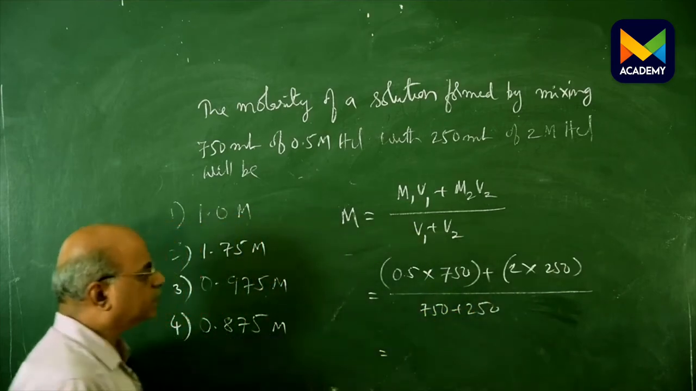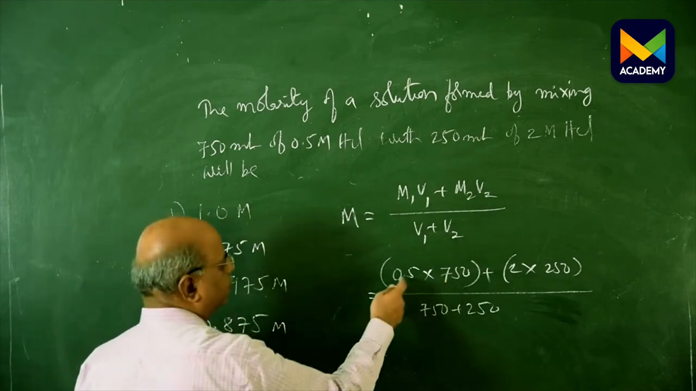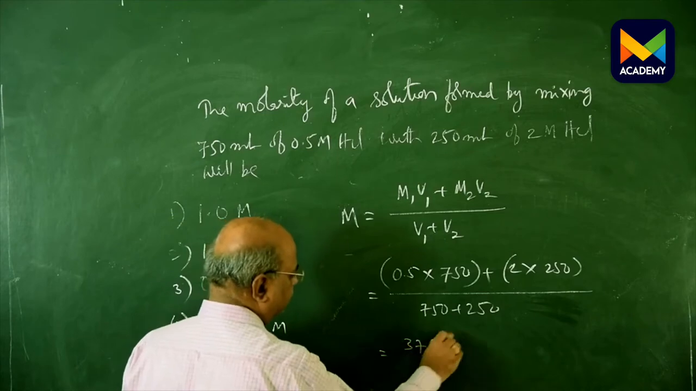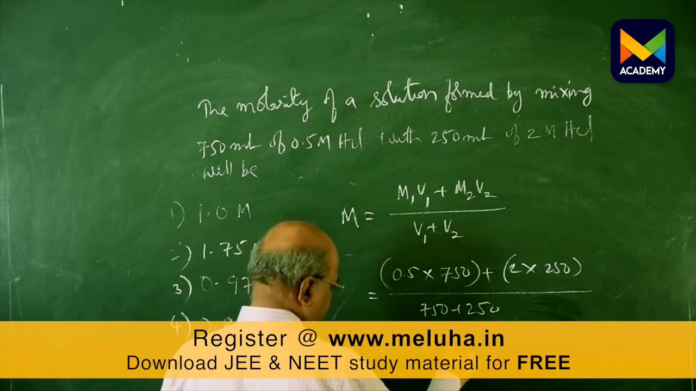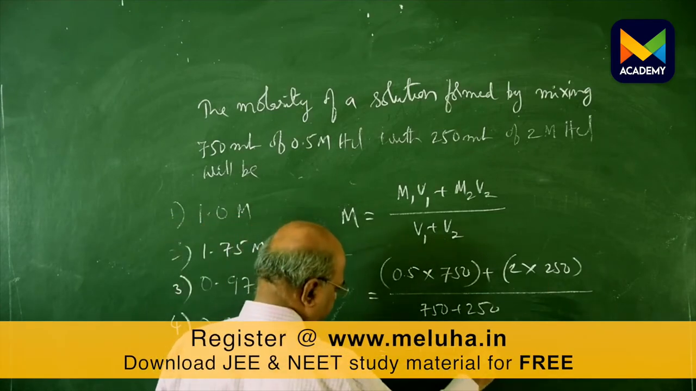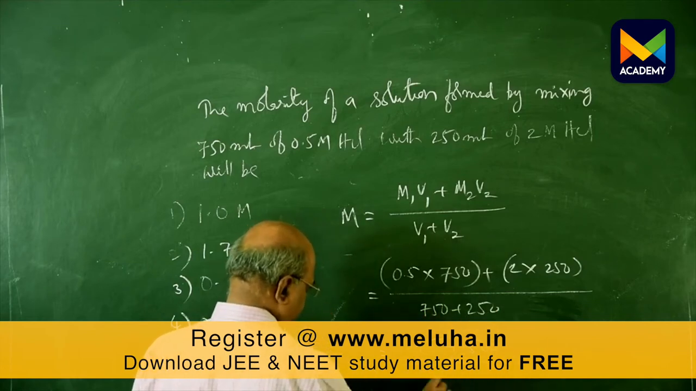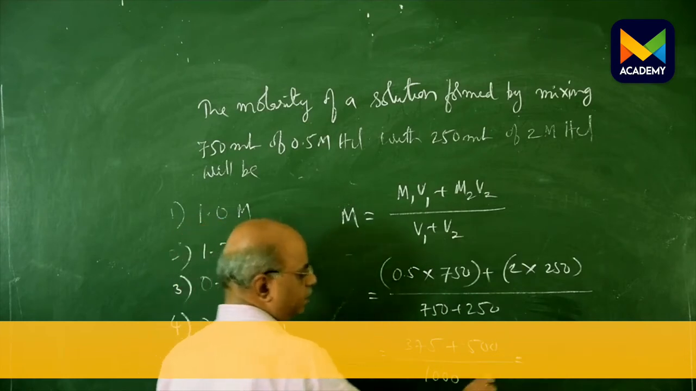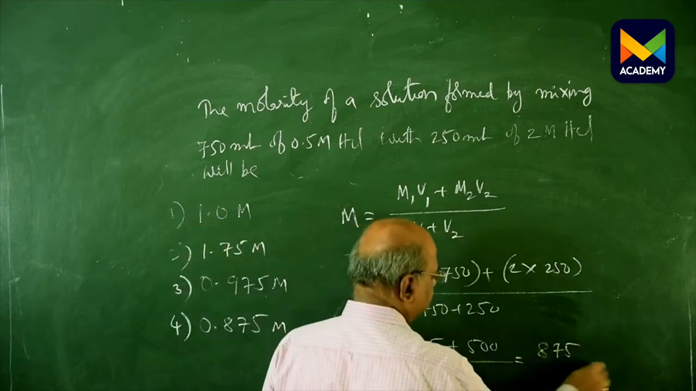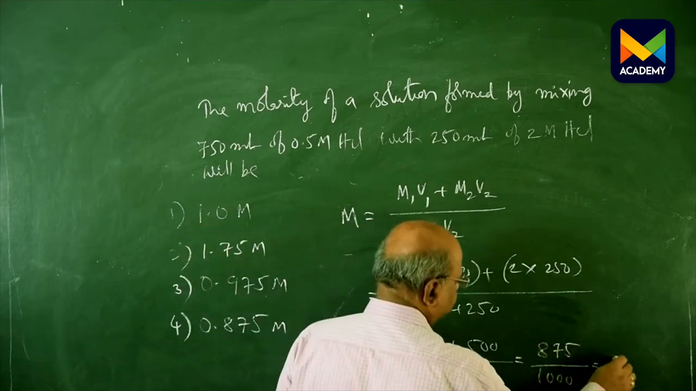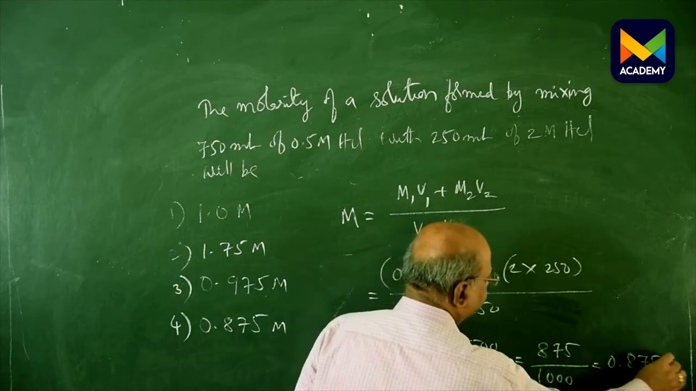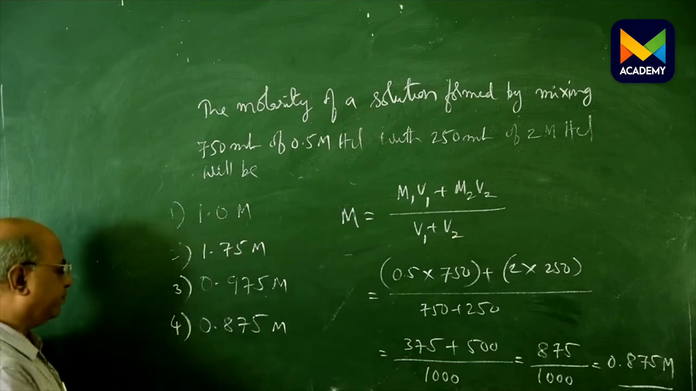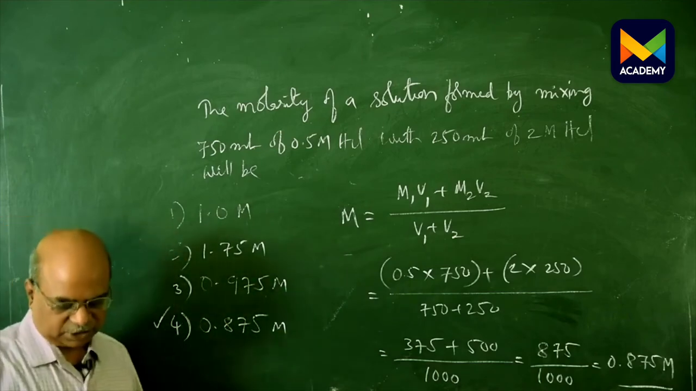So this simplification gives the answer there, 750 into half, so half of 750 will be 375, plus 2 into 250, 500, by this is 1000. So 375 plus 500 becomes 875 divided by 1000, which is coming to 0.875 M. So the molarity of the mixture should be 0.875 M. That becomes the fourth option there.